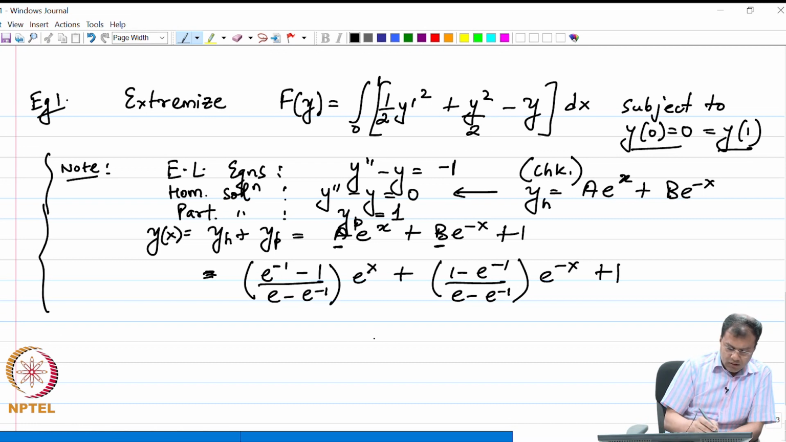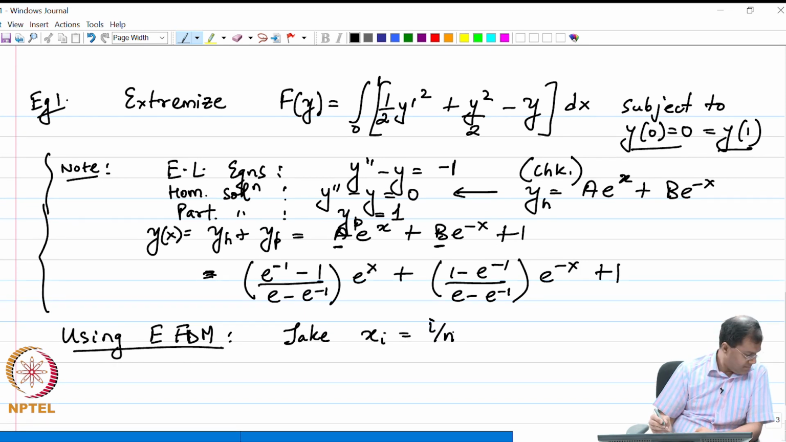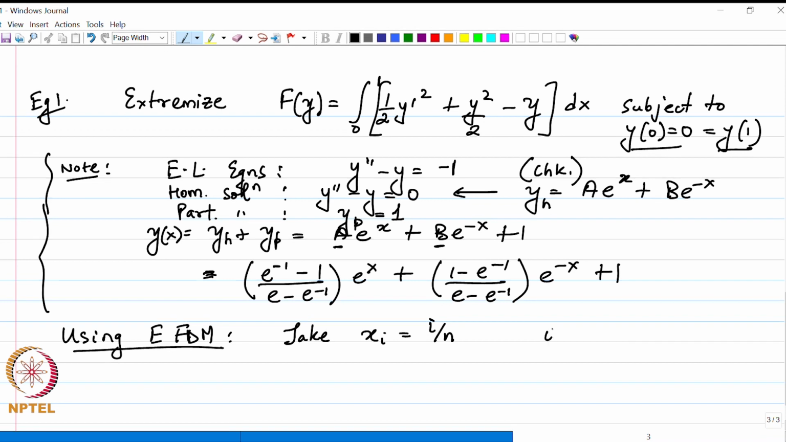Okay. So, let us look at what happens when we use the finite difference method. As shown in the previous slide, let us take a uniform grid. We take xi to be i by n, where i goes from 0, 1 up to n minus 1. These are my grid points.